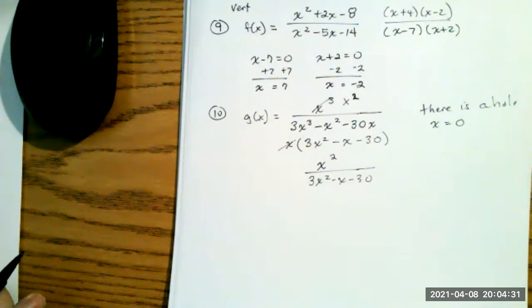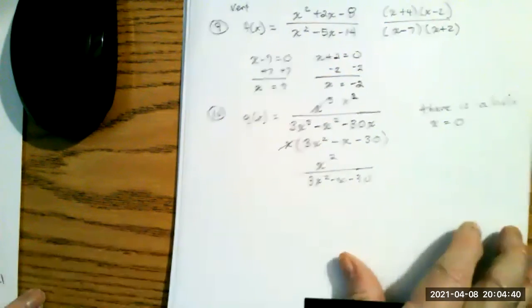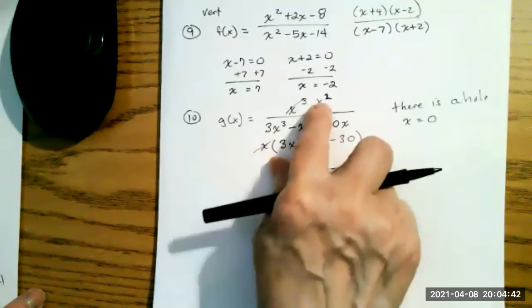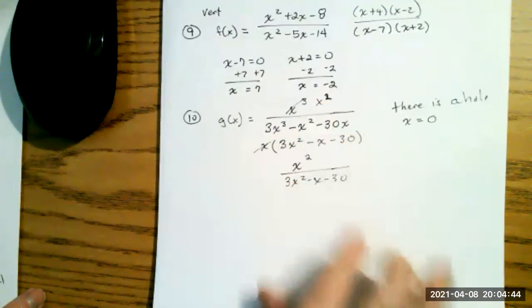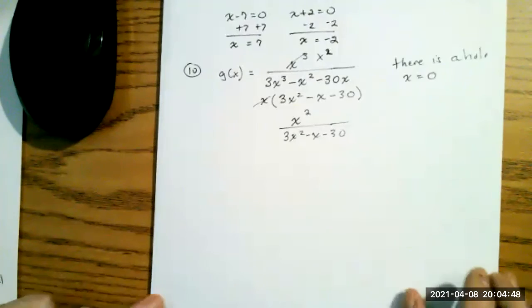Okay, it doesn't ask about the hole. It didn't ask us to graph it. It just asks for the vertical asymptotes. So we don't have to find the y value of it. But to do it, you would put the 0 back in here, and it would give you the y value of the hole, which looks like it's going to be 0.